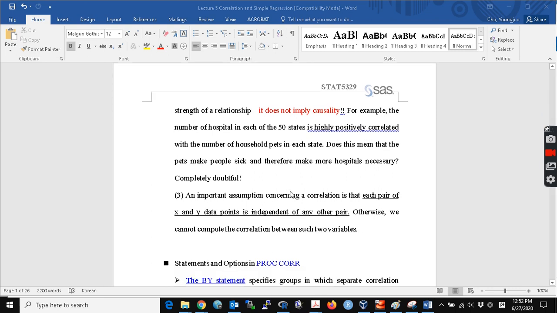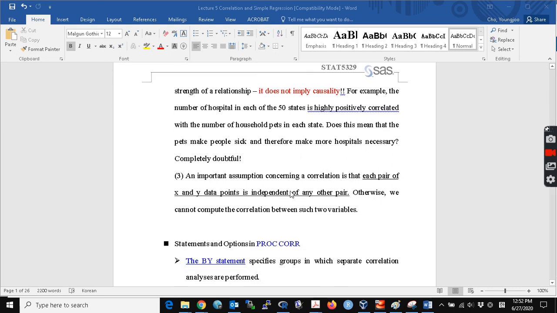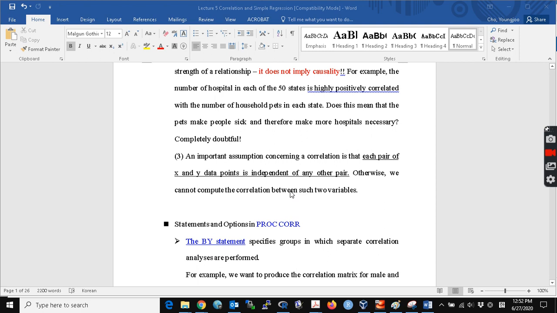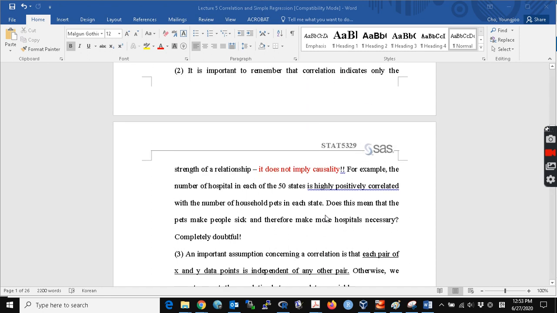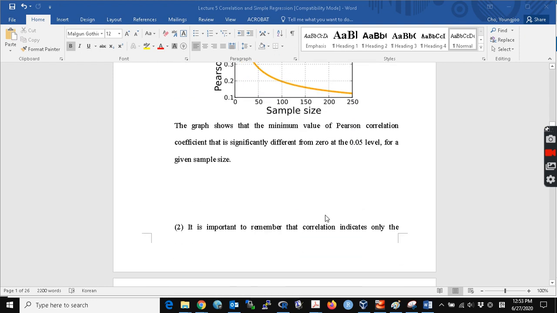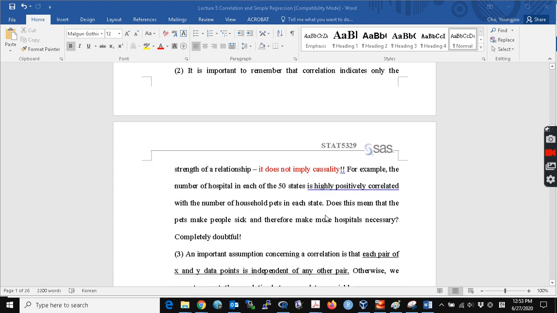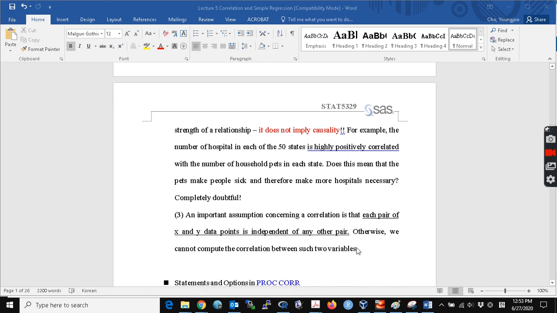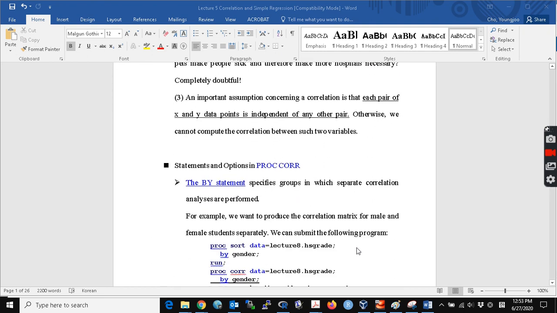Another important assumption for the correlation is that each pair of x and y data points is independent of any other pair. So if you have, say, one person's reading and writing scores, and another person's reading and writing scores, these two data points should be independent. Otherwise, we cannot compute the correlation.